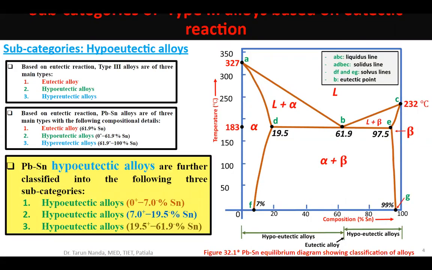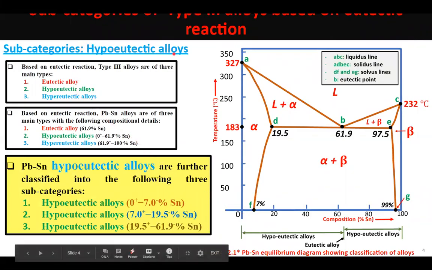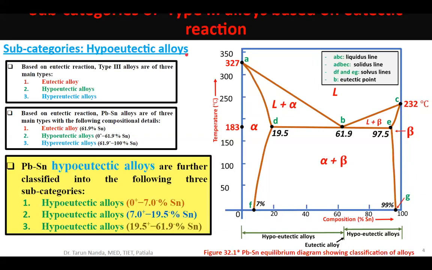So the purpose of this session is to discuss the equilibrium cooling of the hypoeutectic alloys and then of the hypereutectic alloys. The hypereutectic alloys would be taken in the sessions to come. But the main difference between the equilibrium cooling of hypoeutectic alloys done for type 2 alloy systems and now being discussed for type 3 systems is that in case of hypoeutectic alloys in type 3 systems, there would be further three categories of alloys within the hypoeutectic alloys only.